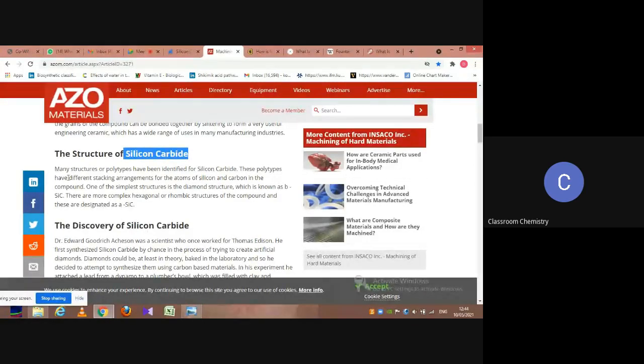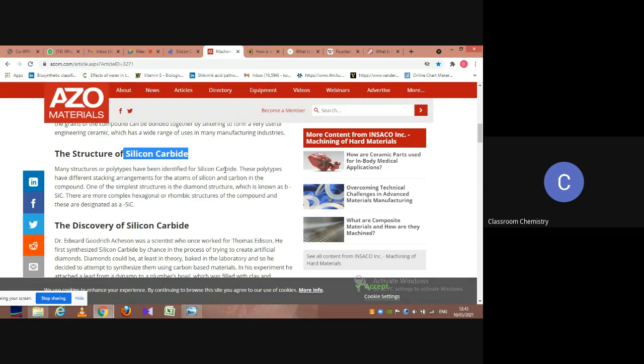Okay, so many structures of polytypes have been identified for silicon carbide. त्याचे वेगवेगळे प्रकारचे स्ट्रक्चर शोधलेले आहेत. Okay, these polytypes have different stacking arrangements for the atoms of silicon and carbon in the compound. Okay, तर तुमच्या लक्षात आलं असेल की याच्यात atoms कुठले आहेत. One is the silicons and second is the carbons.